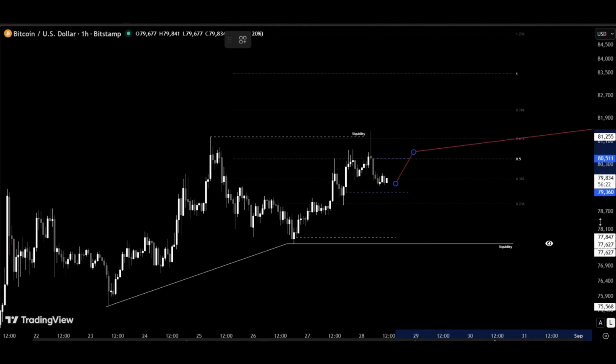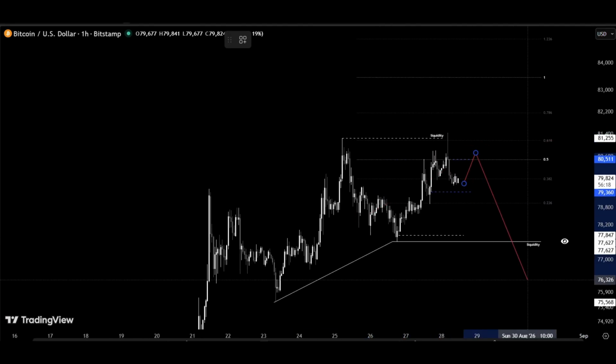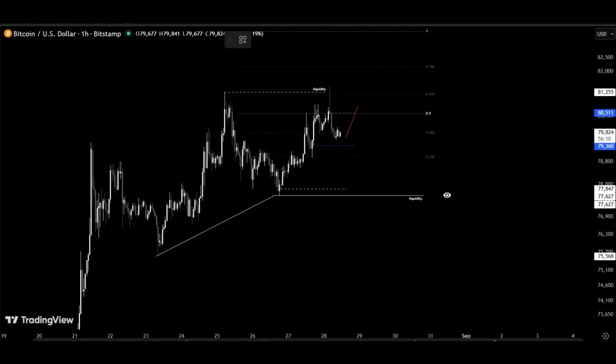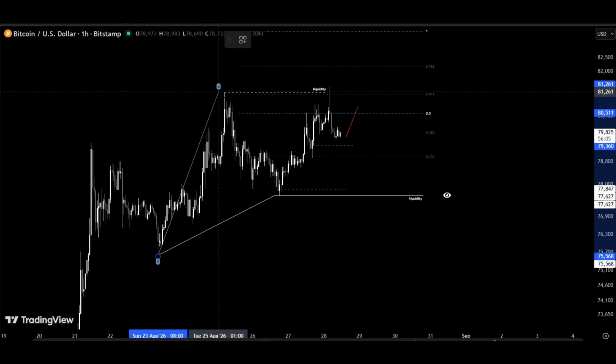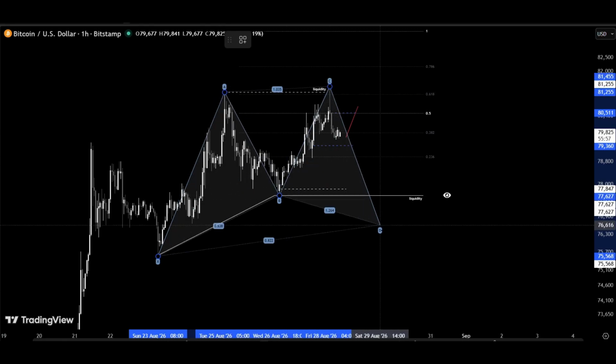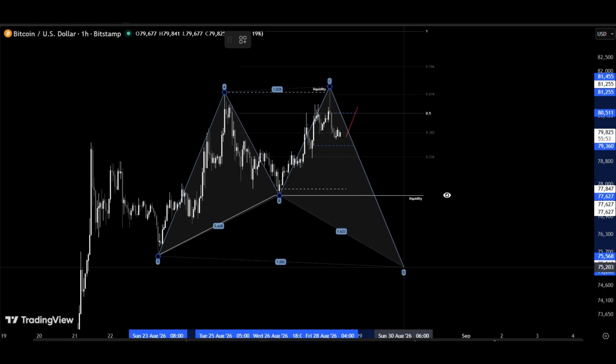One last thing that immediately catches my eye. There is a potential Cypher pattern that could develop here. I'm marking its ratios because, structurally, they represent points of force where, according to the geometry of the Cypher pattern, price can be drawn toward.